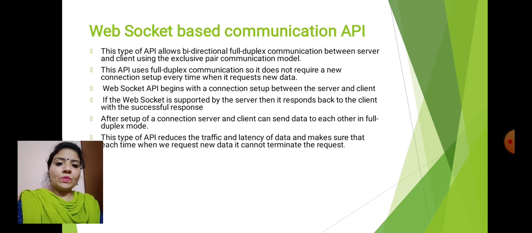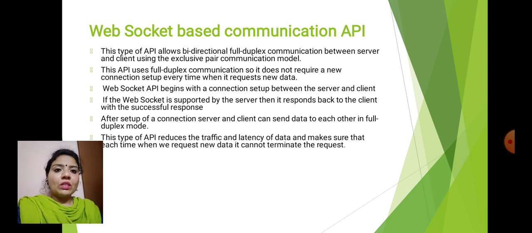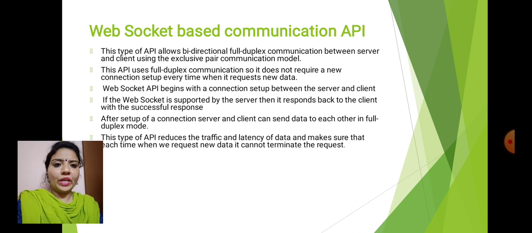The next API is the WebSocket based communication API. This API allows bidirectional full duplex communication between the server and the client. It uses the exclusive pair communication model. Since it uses full duplex communication, it does not require a new connection setup each and every time it requests new data. This WebSocket API begins with a connection setup between the server and the client, as we have seen in the exclusive pair communication model. To establish a connection, the client has to send the connection request to the server, and the server will respond back to the client.